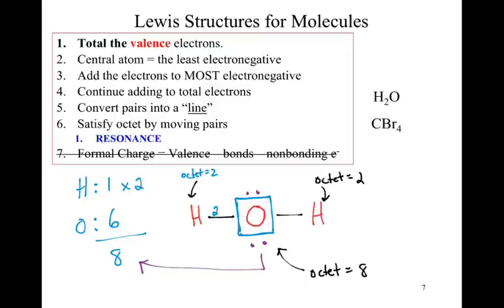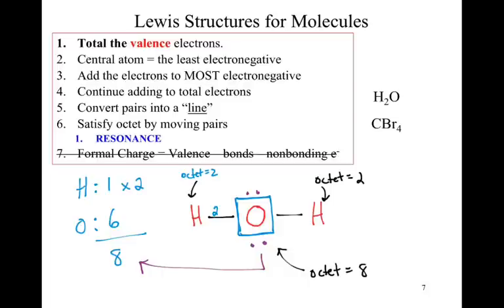So I do not need to worry about anything else in Rule 6. All of my octets are satisfied. There's nothing to move around. You'll notice that I have resonance under step 6. Since step 6 is done, we don't need to worry about resonance. In step 7, I've crossed formal charge out, so at this point you don't need to worry about formal charge. So what we now have is the full Lewis structure for H2O.